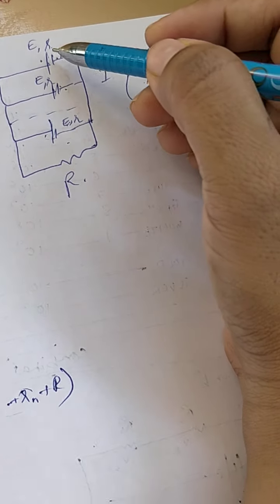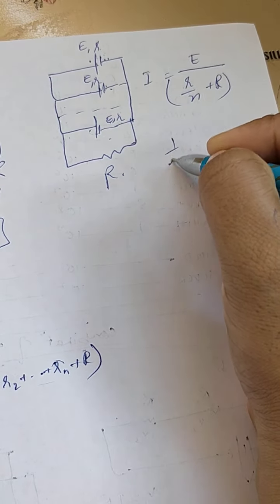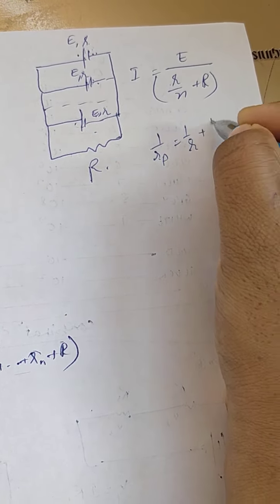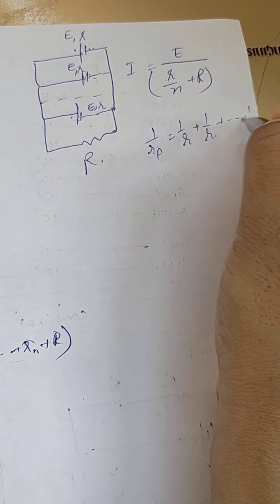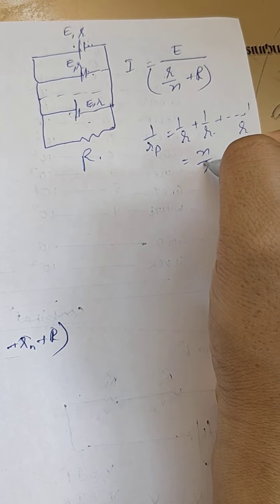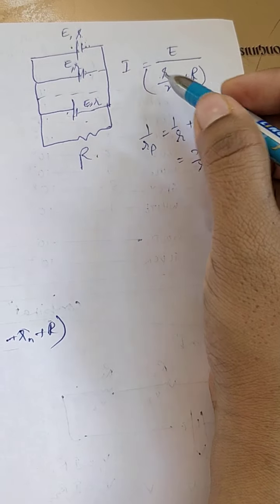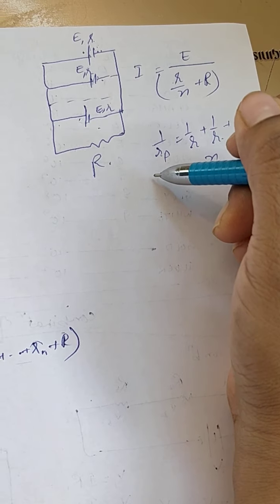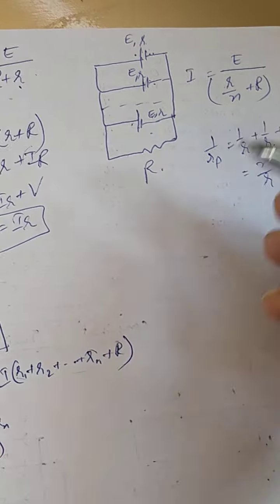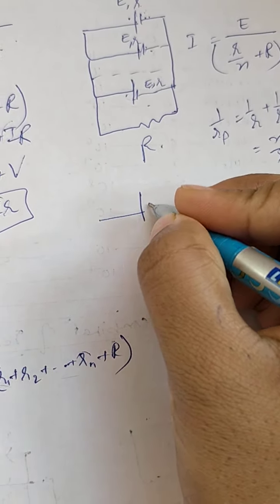Right, because in parallel, 1 by Rp will be equal to 1 by r plus 1 by r, and so on, 1 by r n times, so n by r. So it will be r by n, so r by n plus R. Okay, now if it is a mixed grouping, that means a series and parallel combination.